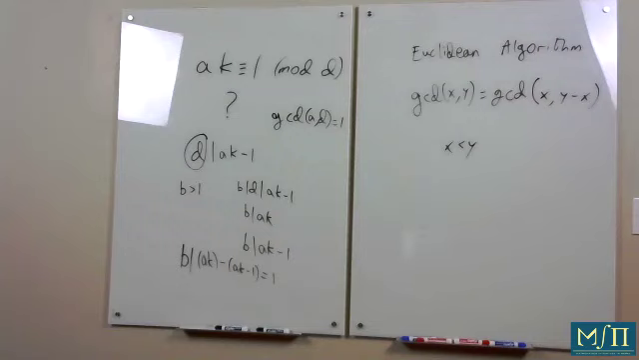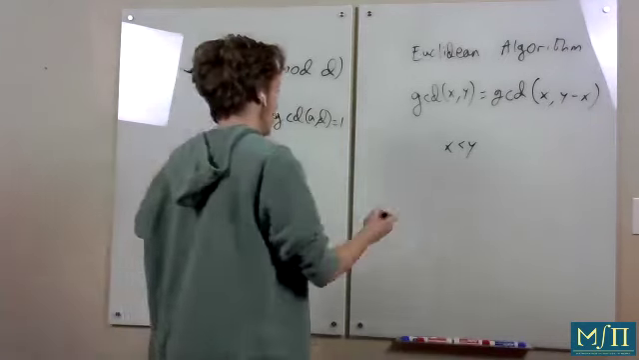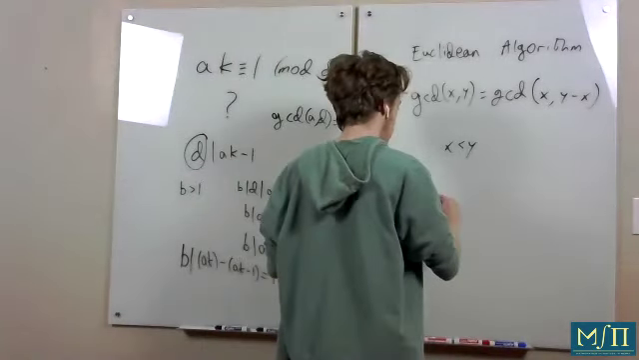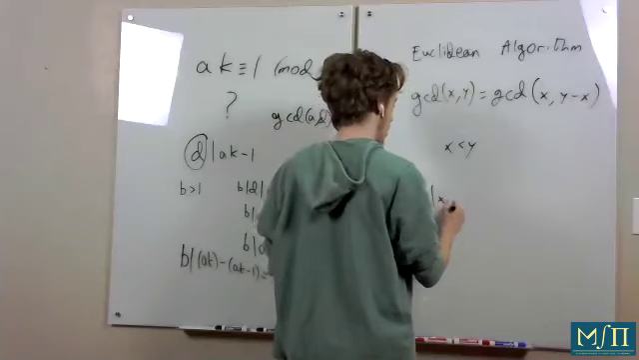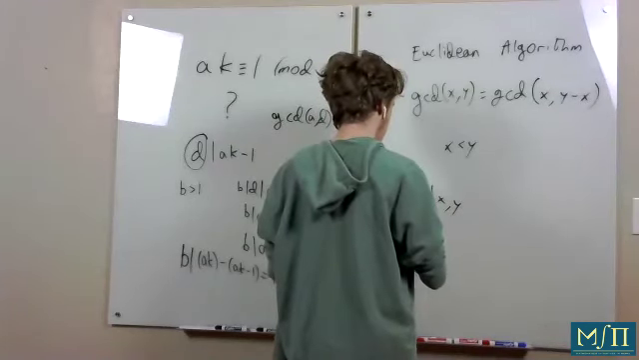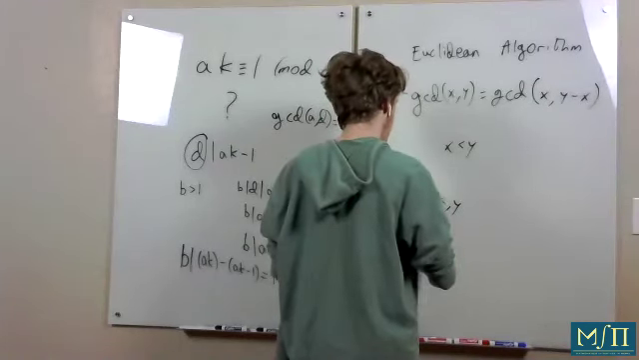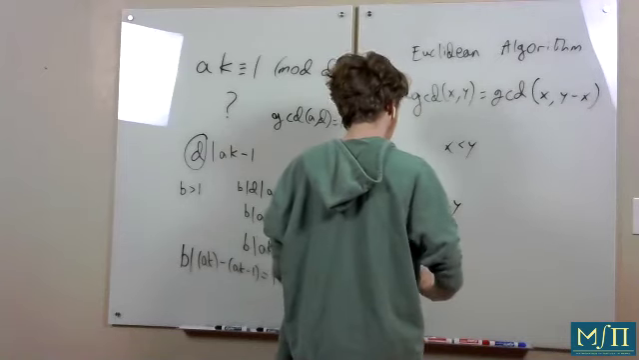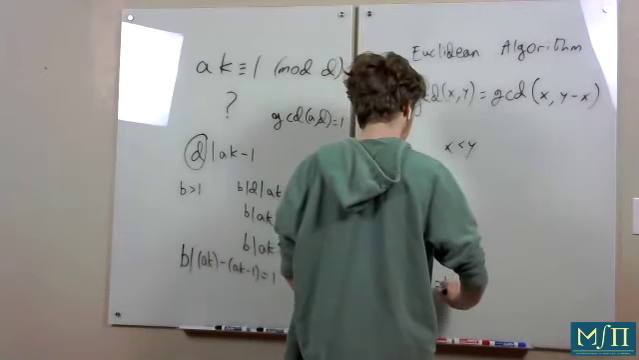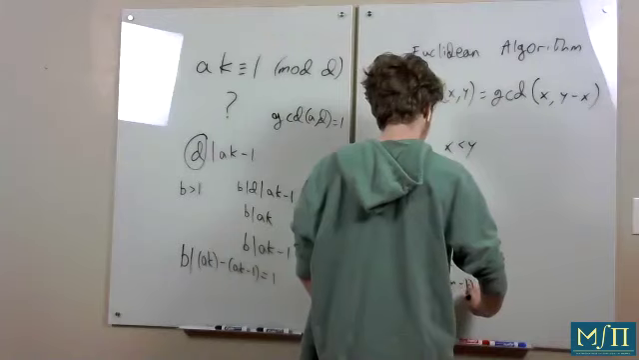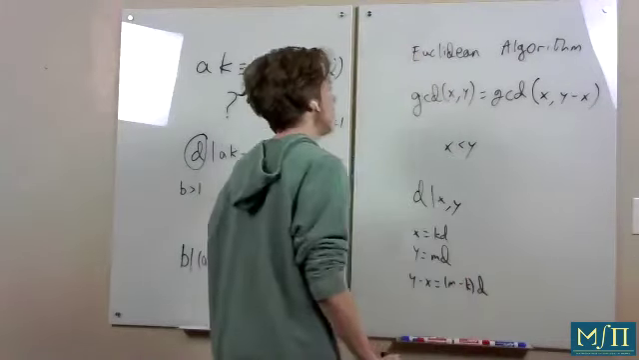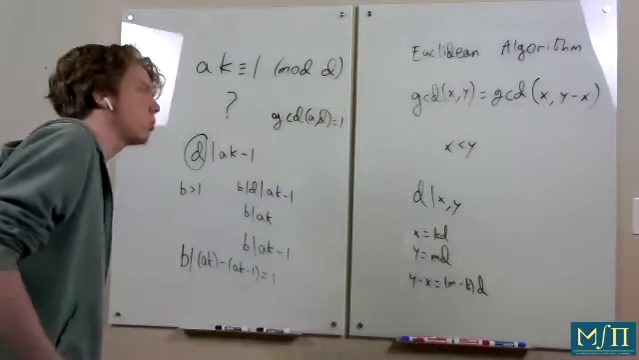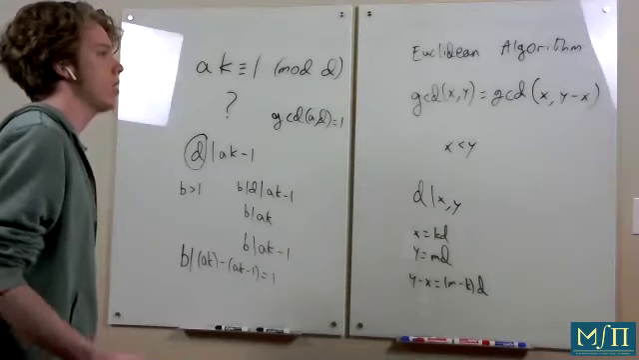And the reason for this is basically that you can just check that if a number d divides x and it divides y, you can say x is kd, y is md, then it divides y minus x because it's m minus k times d. Meaning, any number that divides x and y divides x and y minus x.